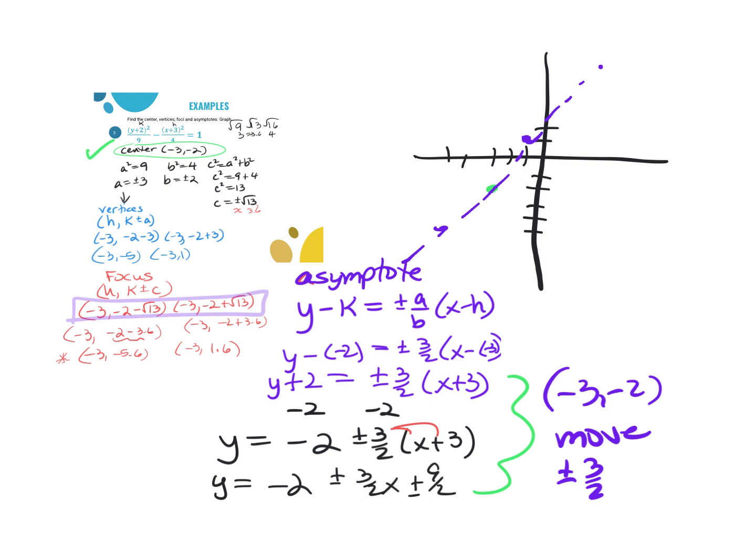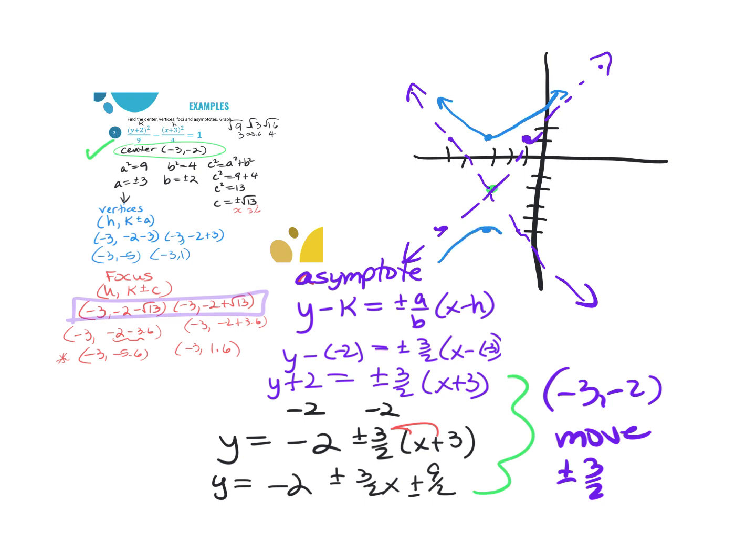So again, rise 3, run 2. And again, it's like a box that you can form. So I could go down 3, 1, 2, 3, and then over here. And again, this would be your asymptotes. Next, I'm gonna graph my vertices. So I had one at -3, -5, right here, and then one at -3, +1. So right here, these are my vertices. And again, use your asymptotes as your guide.